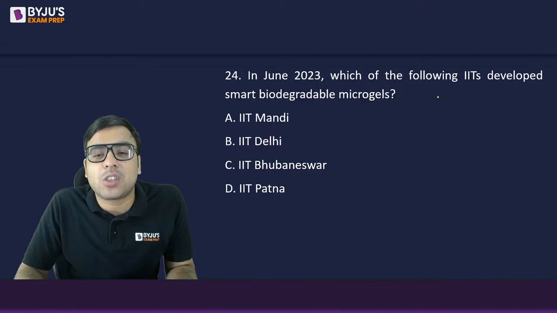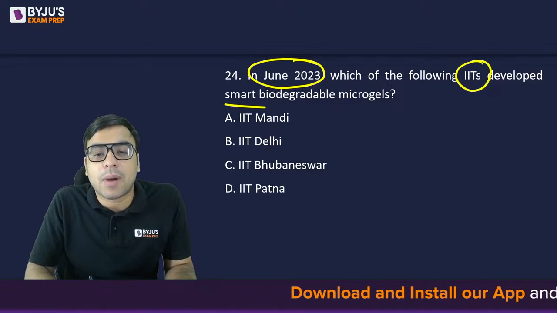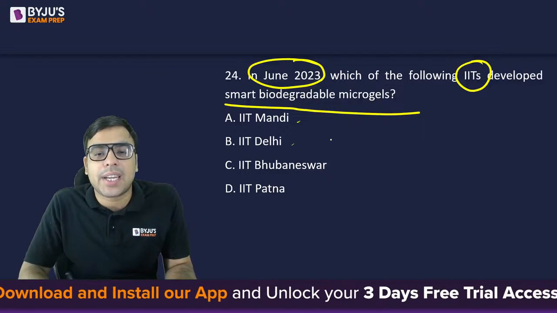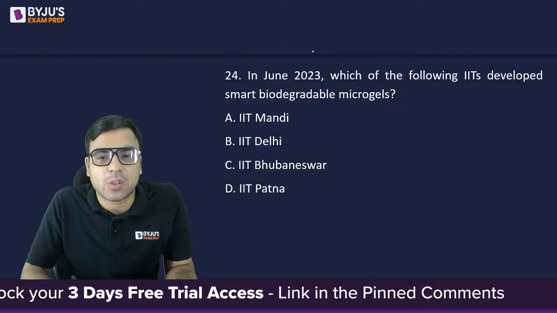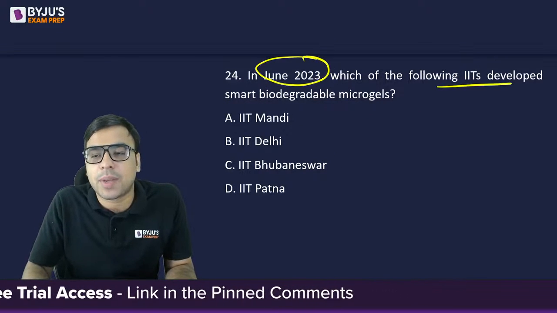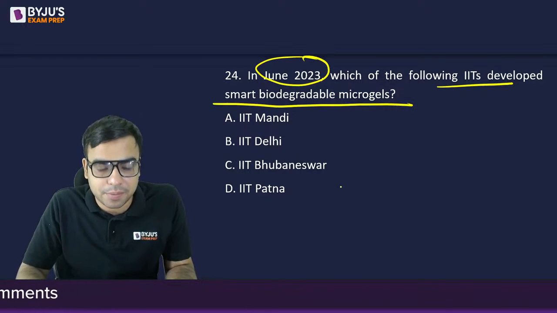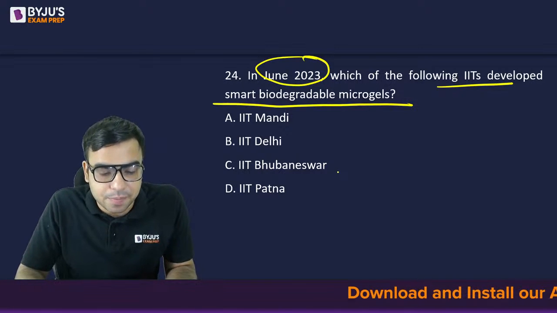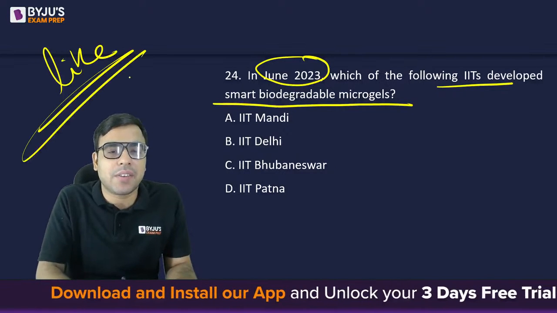The next is in June 2023 this year. Which of the following IITs have developed smart biodegradable microgels? Your options are IIT Mandi, IIT Delhi, IIT Bhubaneswar, IIT Patna. What is the right answer to this question? June 2023 में IIT ने डेवलप किया है स्मार्ट बायोडिग्रेडेबल माइक्रोजेल्स. कौन से आईआईटी ने डेवलप किया है, आपको उसका नाम बताना है. Which IIT? सबको लाइक बटन प्रेस करते जाओ प्लीज. Press the like button guys, everyone.